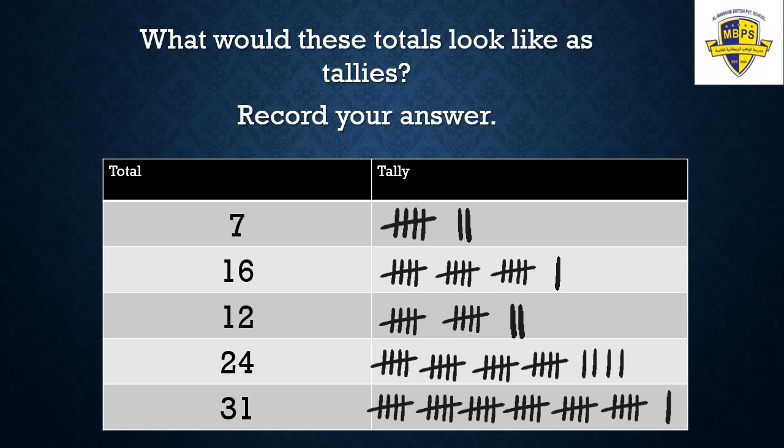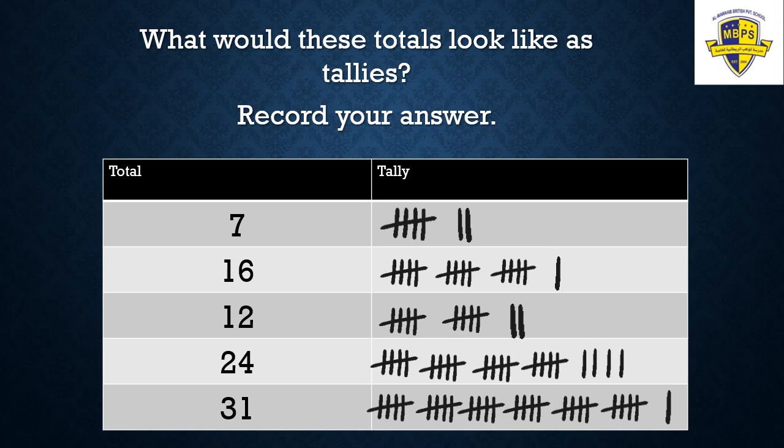Next we have number 16. Again we will start drawing lines 1, 2, 3, 4. The 5th line will be across. Then again 1, 2, 3, 4. The fifth line will be across. So we have 5 and 5, 10. Again, we need to draw one more group of 5. So we are going to draw 1, 2, 3, 4. The fifth line will be across. Now we are going to count by 5. 5, 10, 15. But we have number 16. So we are going to draw one more line, which is going to make it 16.